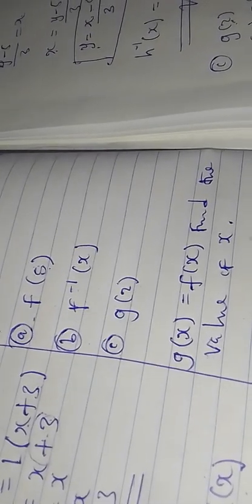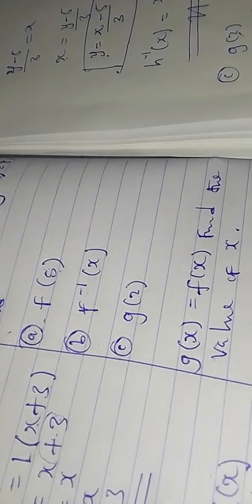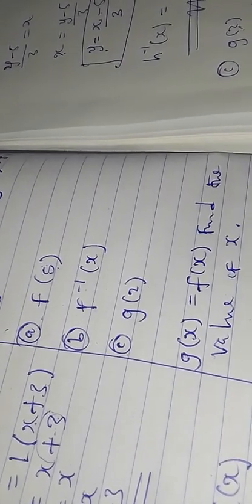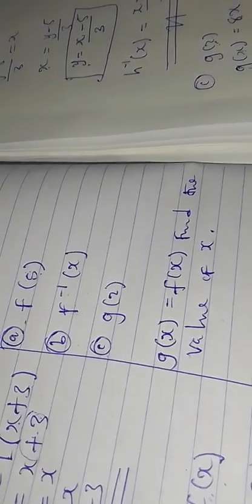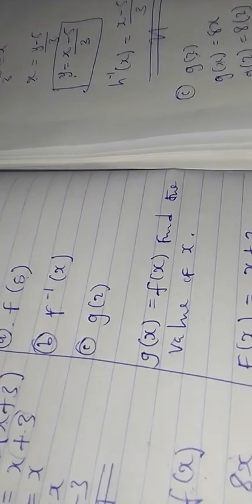After you make x the subject of the formula, you are now going to replace back, interchange the two letters, x and the letter that you had introduced. After you interchange them, you are now going to introduce the letter that you were given. If you are given f, you are now going to say f to the power negative 1. If you're given g, you are going to introduce g to the power negative 1. So that is how we find it.